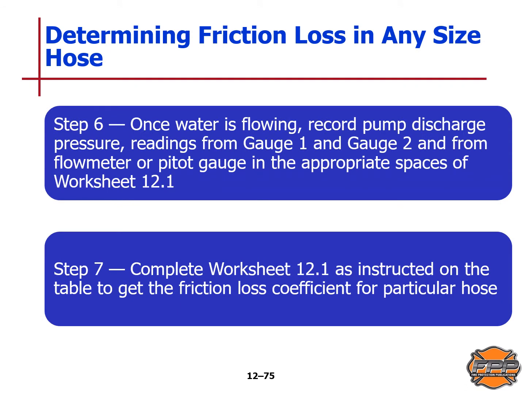Step 6. Once water is flowing, record pump discharge pressure, readings from gauge 1 and gauge 2, and from the flow meter or pitot gauge in the appropriate spaces of worksheet 1. That's the worksheet that I showed you a moment ago. Step 7. Complete worksheet 12.1 as instructed on the table to get the friction loss coefficient for the particular hose.